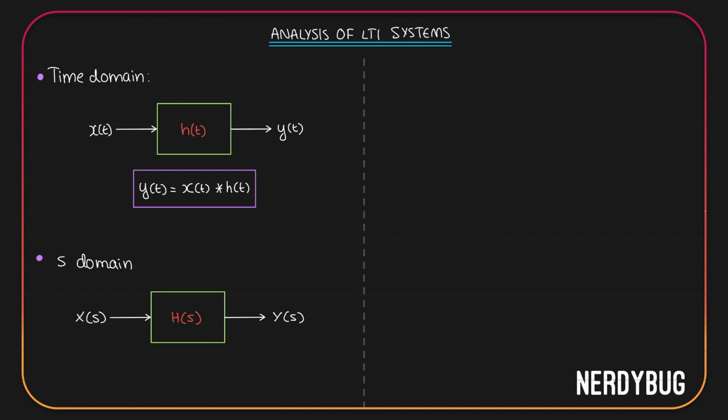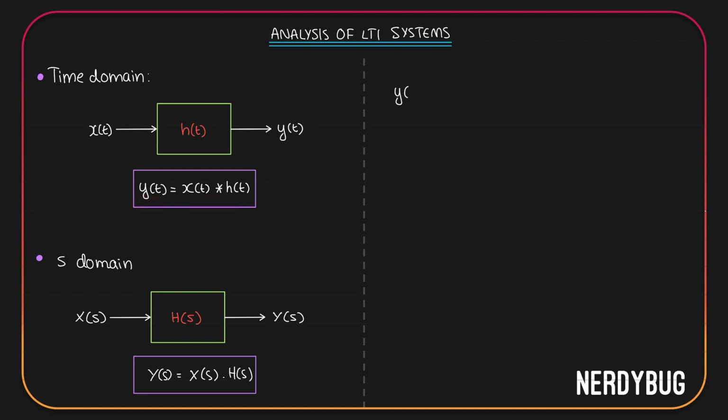The behavior of the system is specified by H of s, and H of s is the Laplace transform of h of t. X of s is the input, it is the Laplace transform of x of t. Y of s is the output, which is the Laplace transform of y of t. We know how these three are related. Y of s is equal to the product of X of s and H of s. In time domain, y of t is the convolution of x of t and h of t.